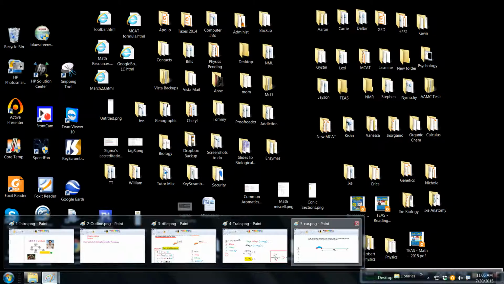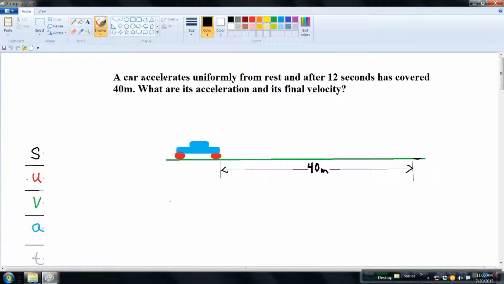And then the third problem. A car accelerates uniformly from rest, and after 12 seconds has covered 40 meters. What are its acceleration and its final velocity? Okay, so let's just focus on the acceleration first. We want to ascertain whether this is a kinematic problem, and it says the car accelerates uniformly, so yes, we've got a kinematic situation here.